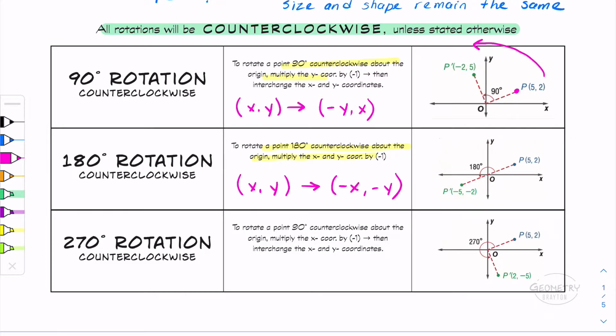If you look at the model, your pre-image point is in quadrant 1. It rotates counterclockwise to its image point. And take a look at the ordered pair. You start off with +5, +2. You end with -5, -2.